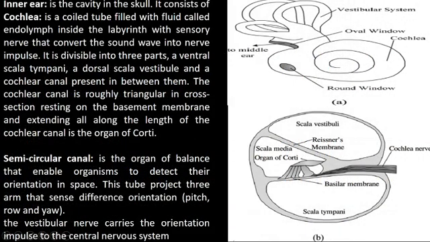So this is the inner ear. The inner ear is a cavity in the skull. It consists of the cochlea, a coiled tube filled with fluid called endolymph. Inside the labyrinth, there are many parts with sensory nerve. So we can look into the cochlea. In this diagram here, you can see what it looks like.